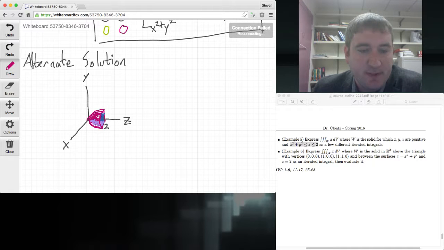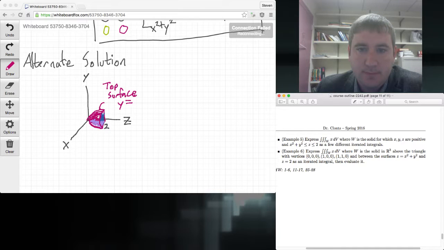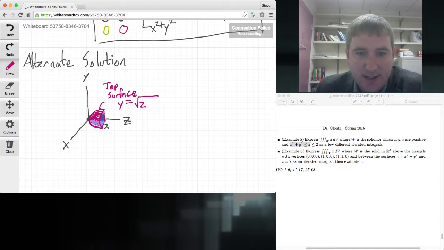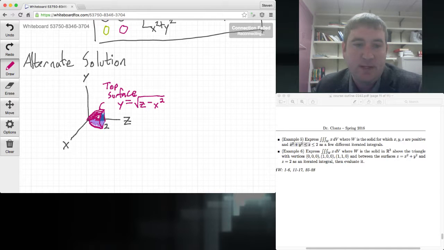So the top surface, instead of z equals, I'm going to do y equals. And what is y going to equal? Well, I can just solve for y in this inequality, and I'm going to get the square root of z minus x squared. Positive square root because we're assuming y is positive. So the top surface looks uglier, but the bottom surface looks beautiful. That's just the plane where y is equal to 0.